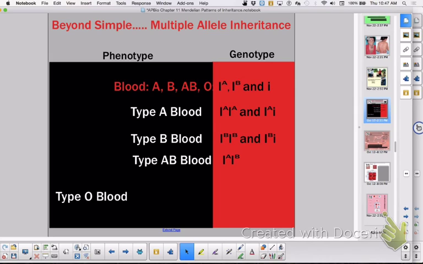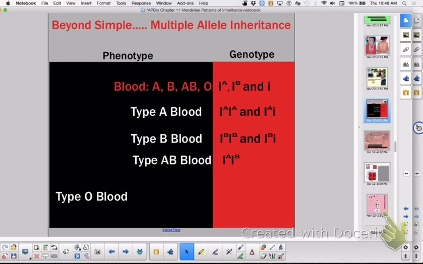Okay, now this is another exception to the rule. This is an example of codominance. It's where both alleles are expressed. So on your red blood cells right now, if you are type A, which I believe I am, then all the antigens on all my red blood cells say type A. If you are type B blood, they would all be B antigens. They don't look like B's, that's just how they signify them, okay? If you are AB blood, you could have A antigens and B antigens.